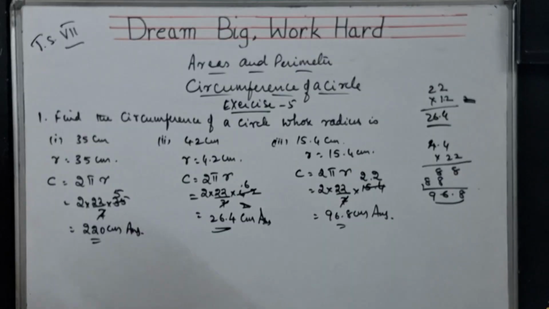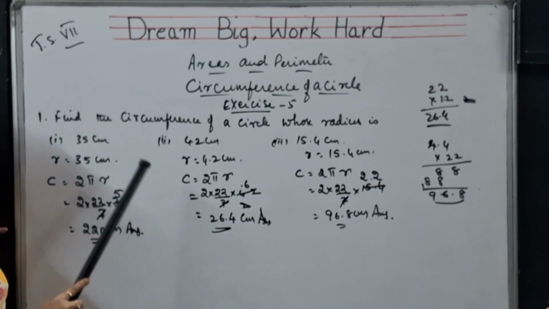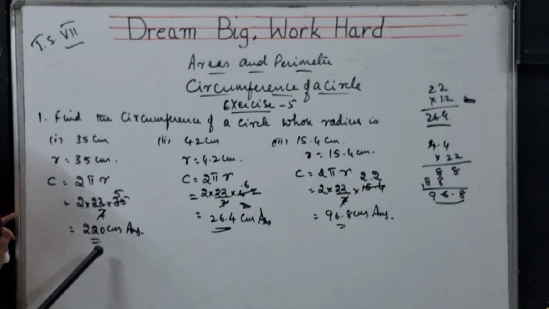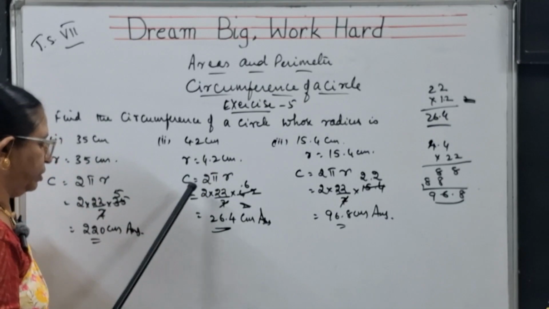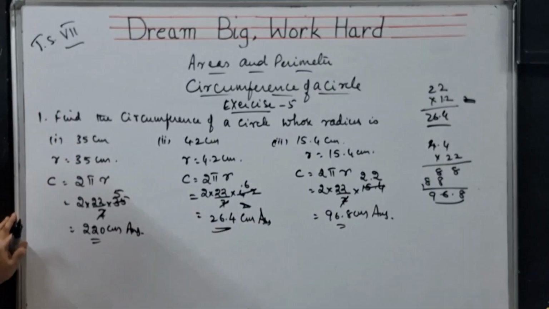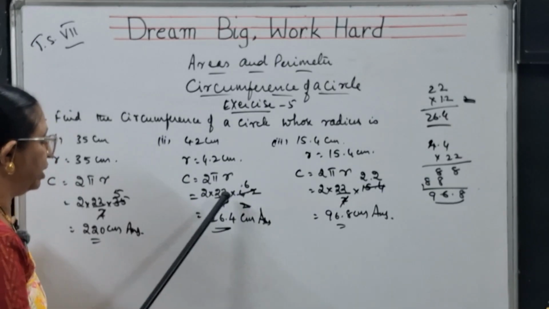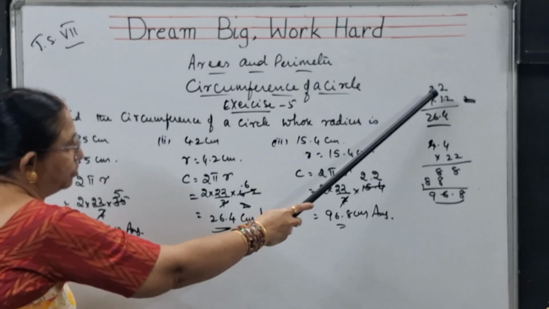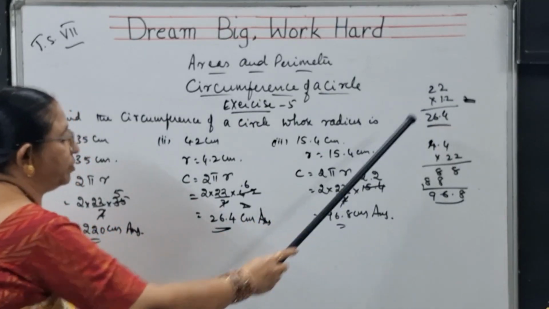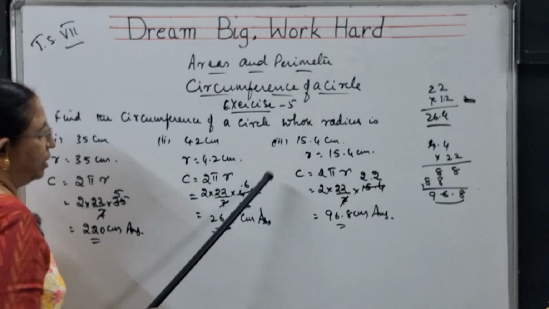So once again, here radius is 35, 2 pi r, 2 into 22 by 7 into 35, 7 5s are, 5 2s are 10 into 22, 220 centimeters. 4.2, C is equal to 2 pi r, 2 into 22 by 7 into r, 4.2. So 7 6s are 0.6, 6 2s are 12, 12 into 22, 12 twos are 24 to 26. So there is a decimal before one digit. So 26.4 centimeters is the answer for it.